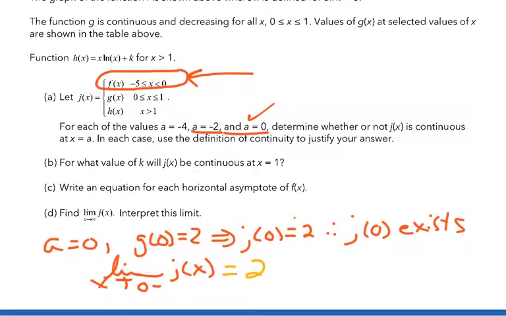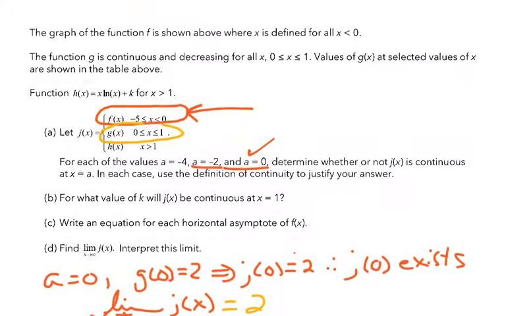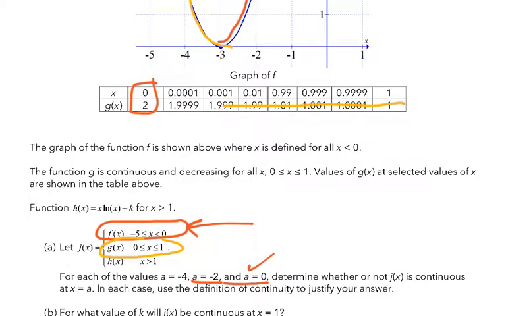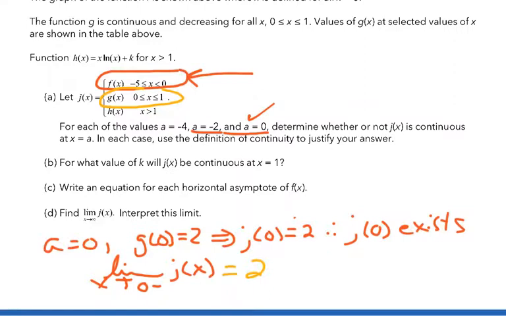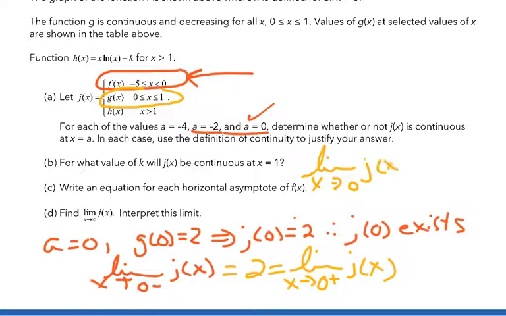Okay, let's do the limit as we approach from the right. That would be on g. As I approach from the right, tabularly, the limit is also 2. So let's say it equals the limit as x approaches 0 from the right of j of x. Furthermore, the limit is equal to the defined value. So we would say, therefore, the function j is continuous at 0 because the limit as x approaches 0 from both directions on j is equal to j of 0, which is equal to 2.